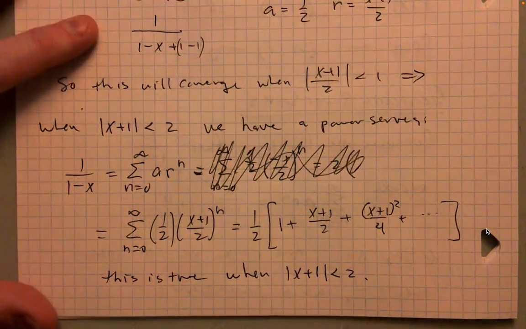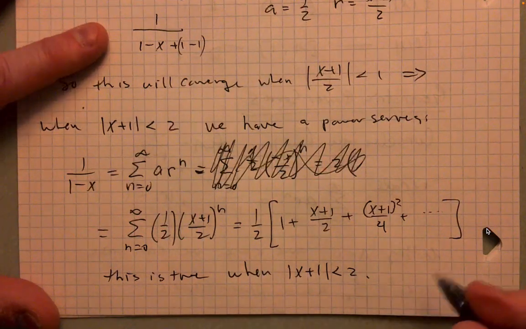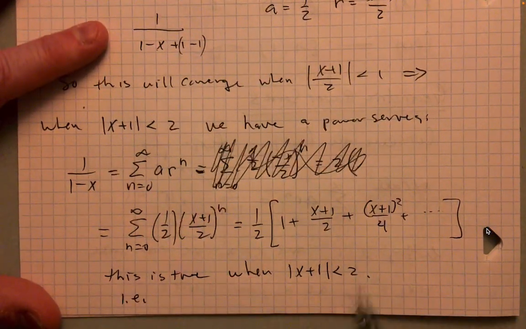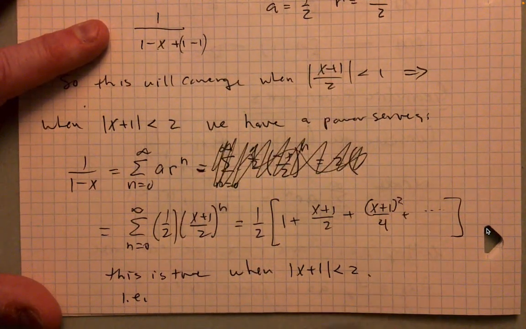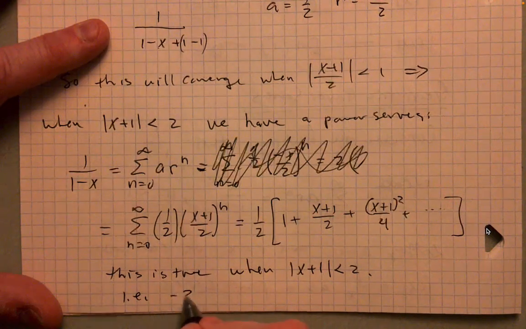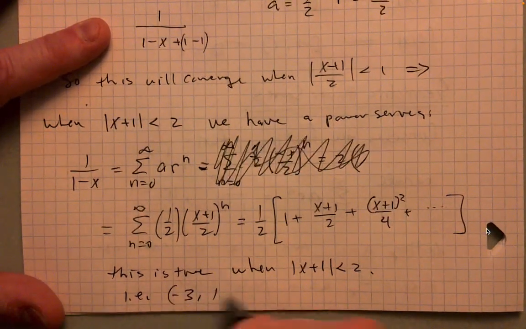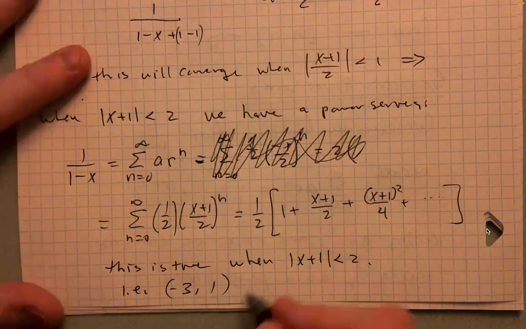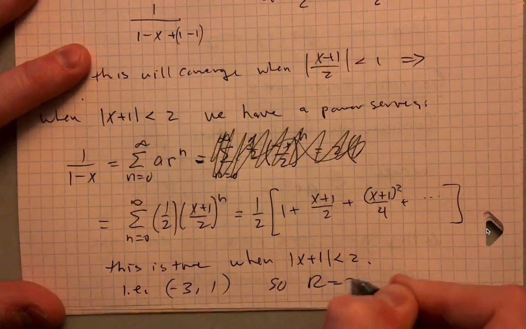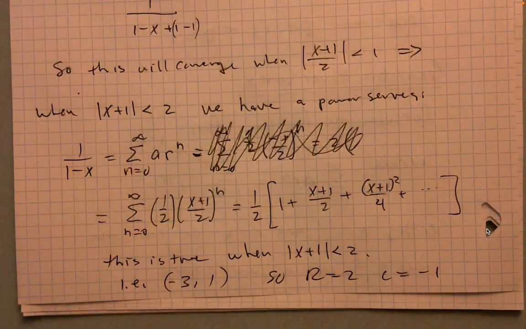So what is that interval? Well, if I add 1 to both sides of this, I get negative 3 up to 1. All right. So this has a radius of 2, but it's centered at negative 1. Okay, so that's this example.